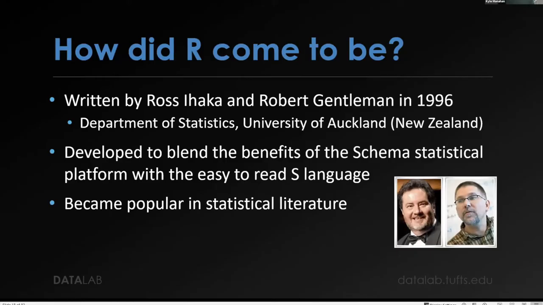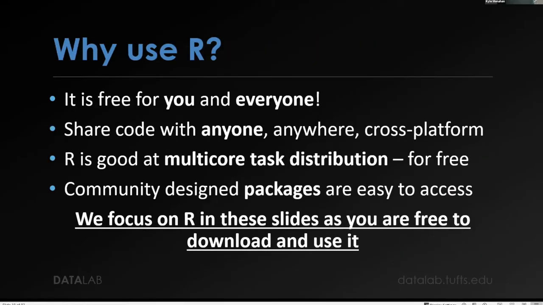R came to be from Ross Ihaka and Robert Gentleman at the Department of Statistics at the University of Auckland. It was developed to really be an easier to read language than previous languages, and it actually became popular in statistics. The benefit and the reason why I mention R so much right now is because it's free for you, and it's free for everyone. So it's an open source product and it's free for you to use. You can share your code with anyone, anywhere.